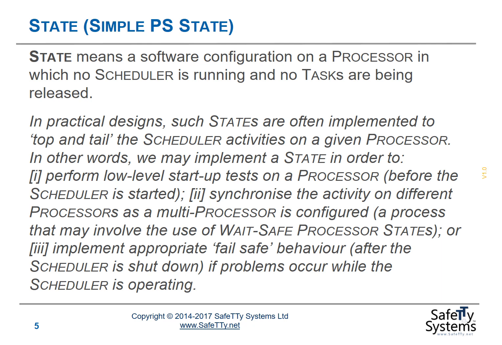So, to reiterate, a state means a software configuration on a processor in which no scheduler is running and no tasks are being released. We typically use states to implement processor behavior at the beginning of the system operation, low-level startup tests, synchronization activities, and when a processor is being shut down, to implement fail-safe behavior. Those are the key uses of states on this course.